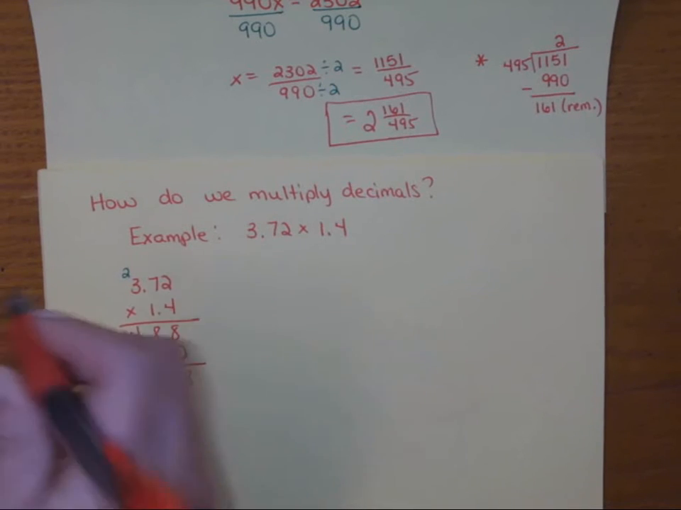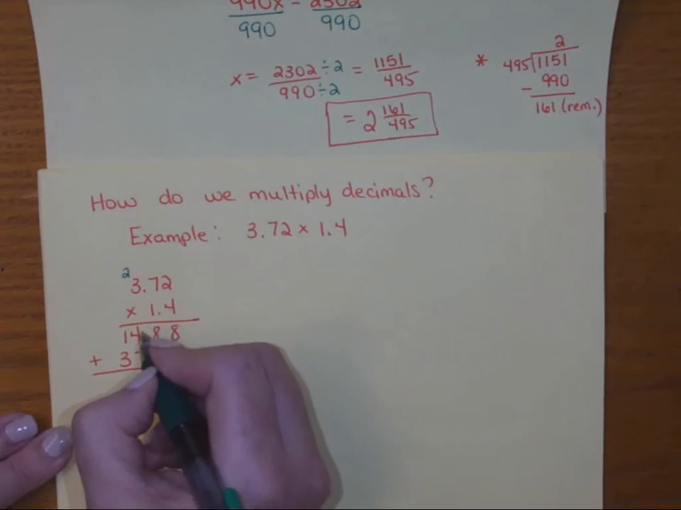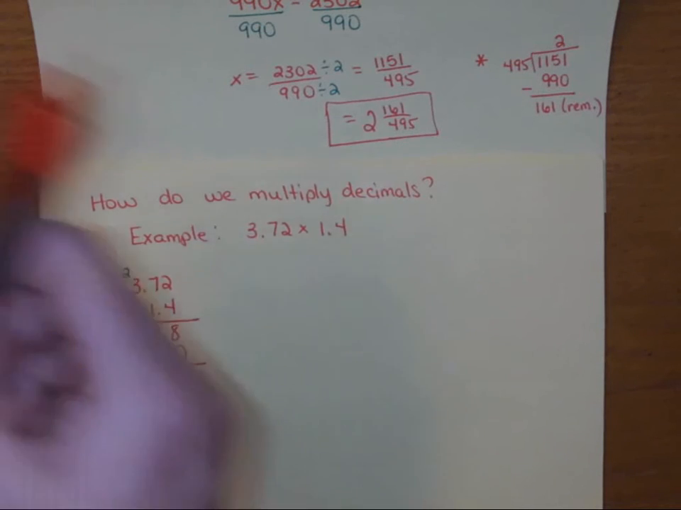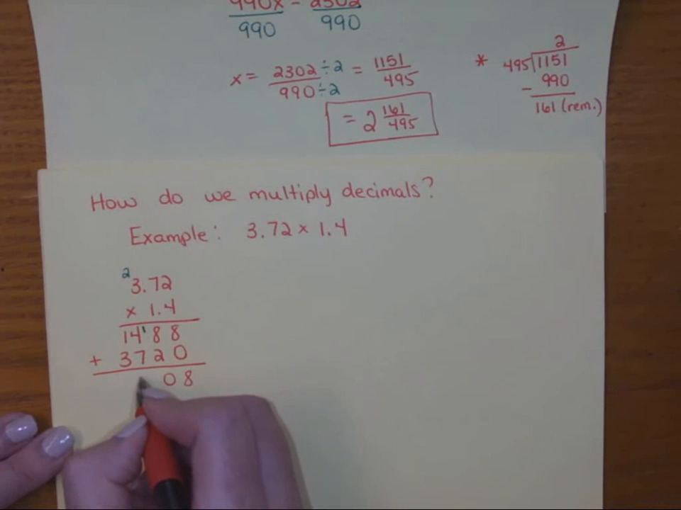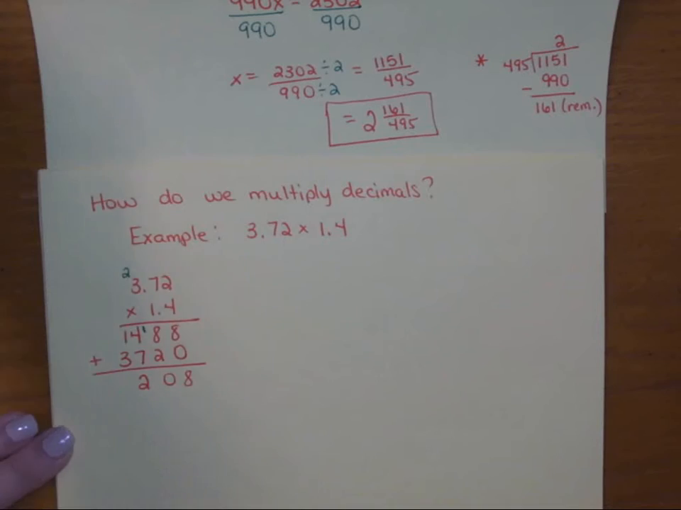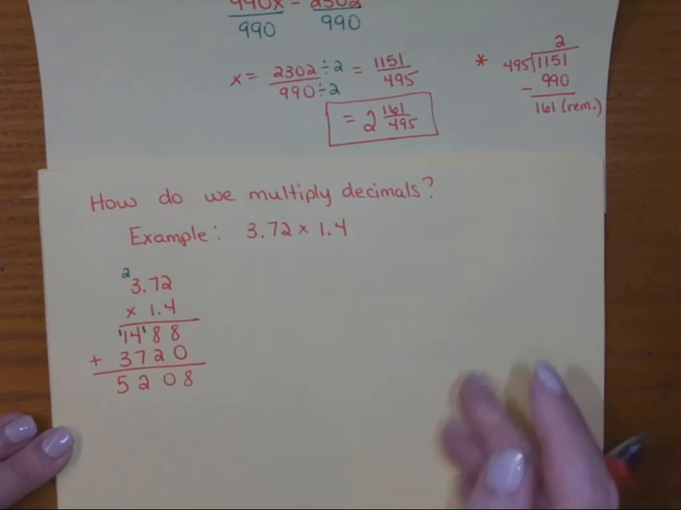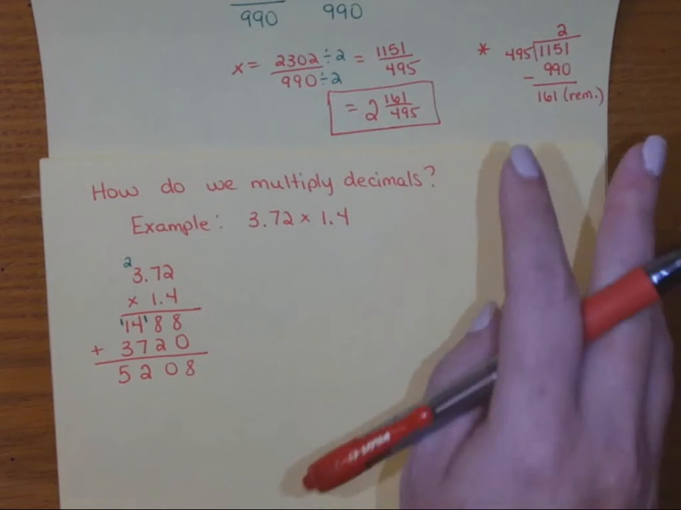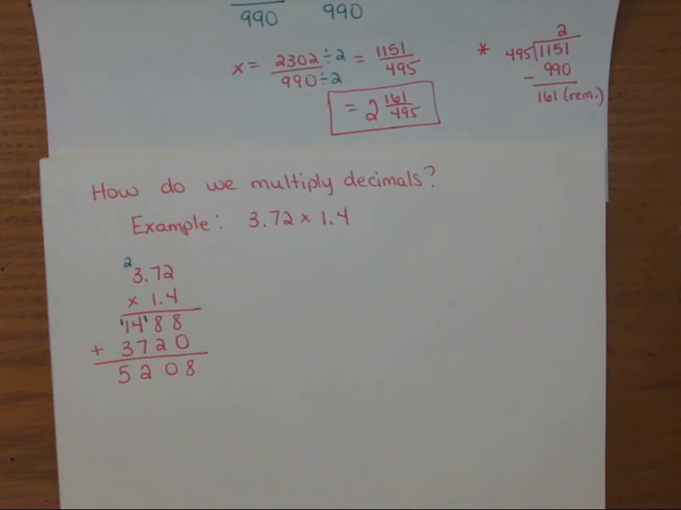And then you add whatever you get here. Notice I'm regrouping there, right? So 7 plus 4 plus 1 is 12. Regroup another 1 right there. So we end up getting 5208, right? But it's not 5,208, okay?